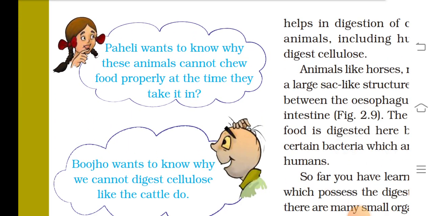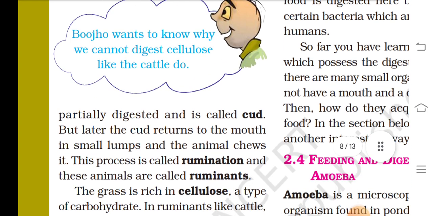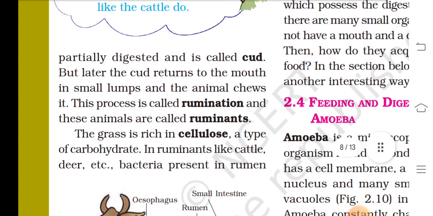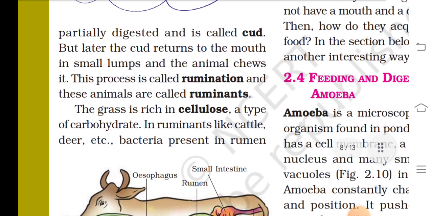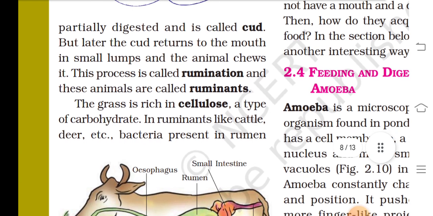Paheli wants to know why these animals cannot chew food properly at the time of taking it. Boojho wants to know why we cannot digest cellulose like the cattle do. The food is partially digested and is called cud, but later the cud returns to the mouth in small lumps and the animal chews it.